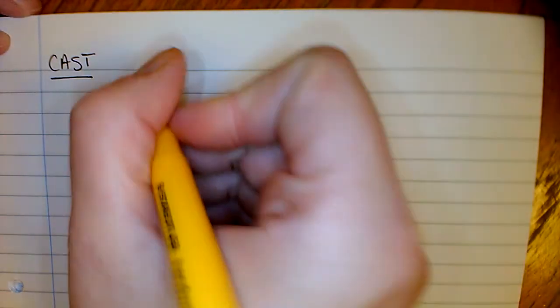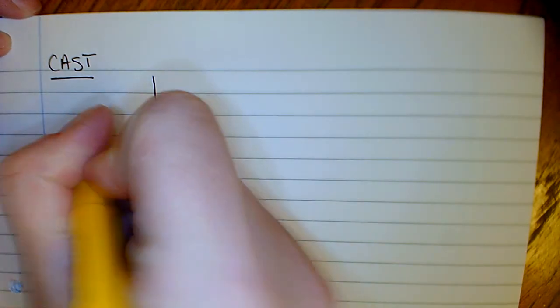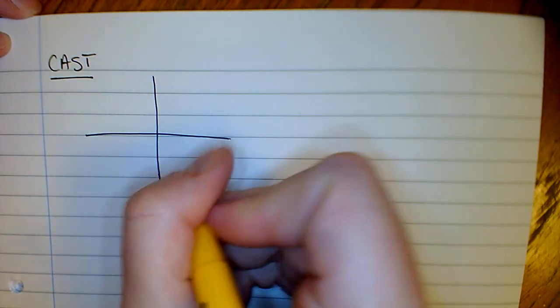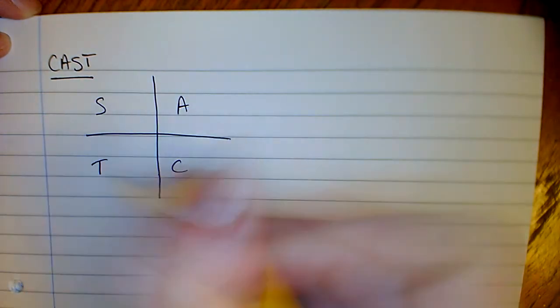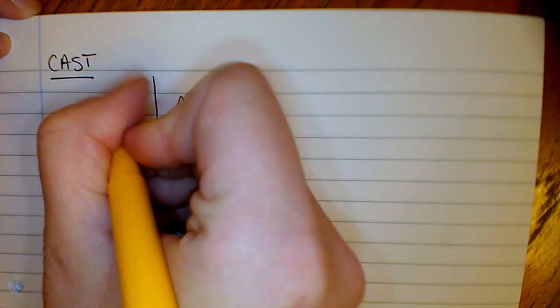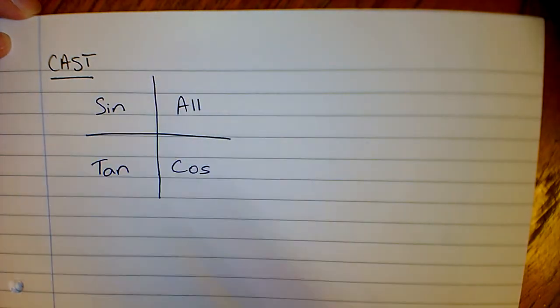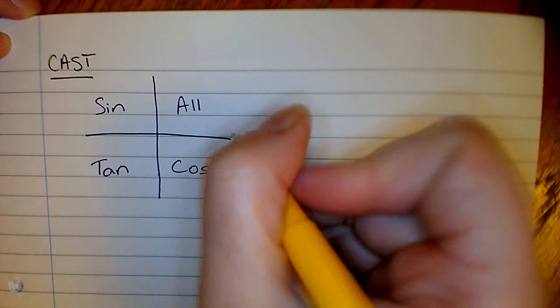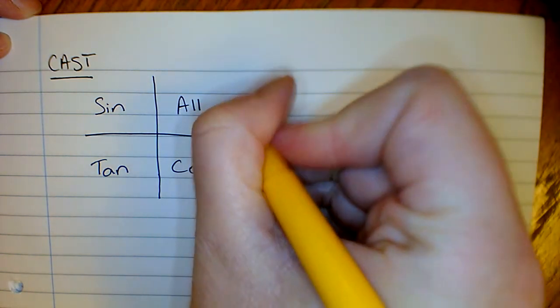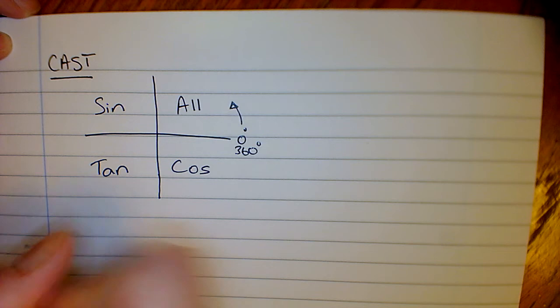Okay, so we've already looked at the trig graphs in class and we've discussed the CAST diagram. So it's C, A, S, T, and that stands for cos is positive, all are positive, sine is positive, and tan is positive. And this is your 0 around to 360.